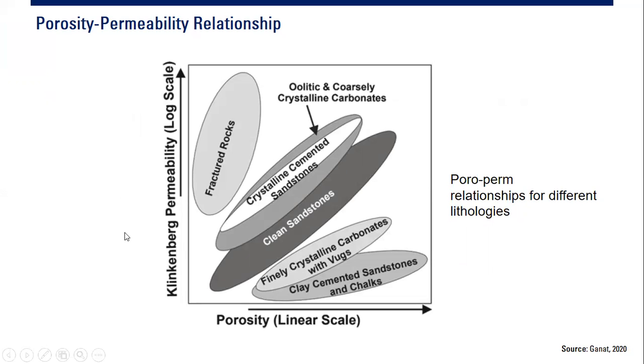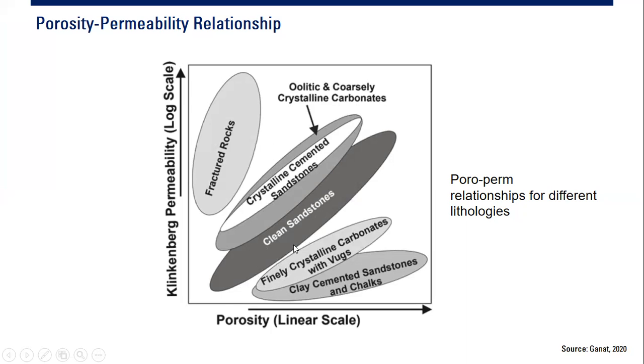Another picture. This is porosity in linear scale plotted against Klinkenberg permeability in log scale. You can see the poro-perm relationship for different lithologies: for fractured rocks, crystalline cemented sandstone, oolitic and coarsely crystalline carbonates; and for clean sandstone, finely crystalline carbonates with flux, clay cemented sandstones and chalks.